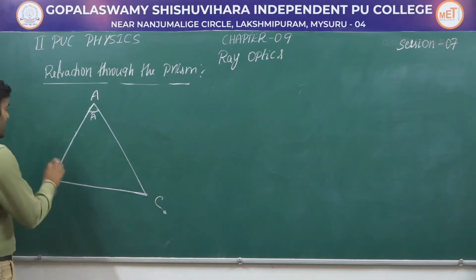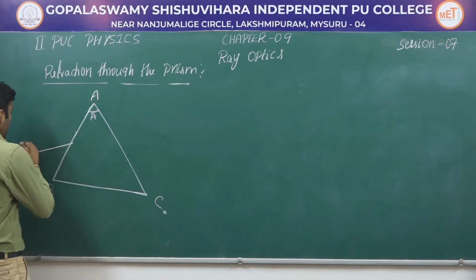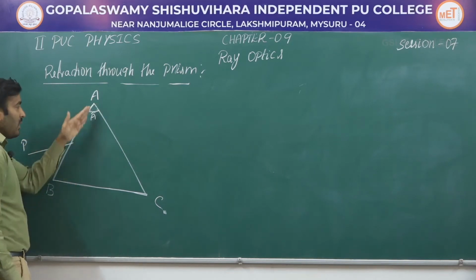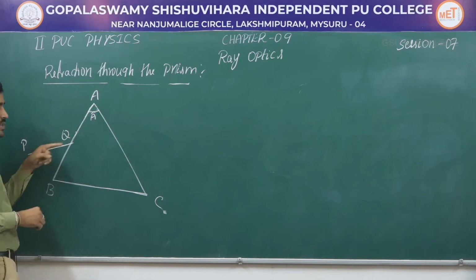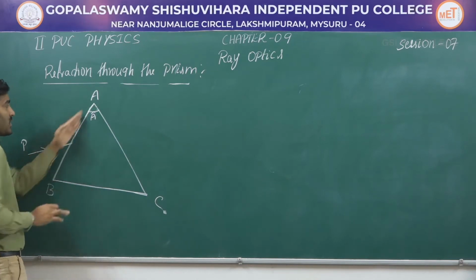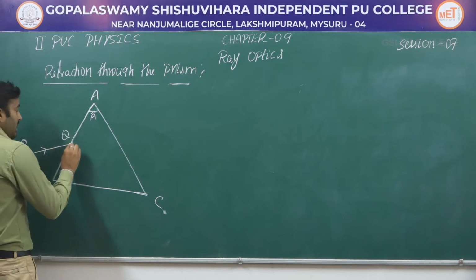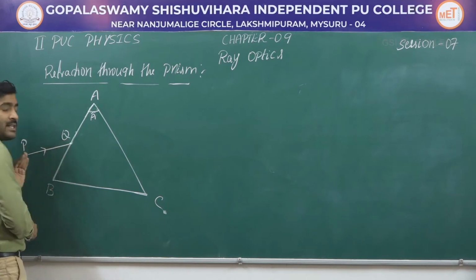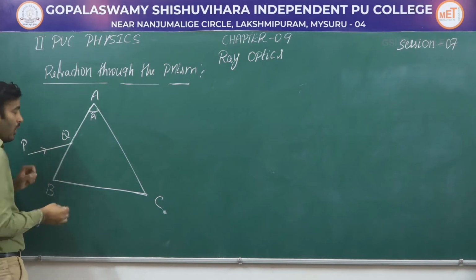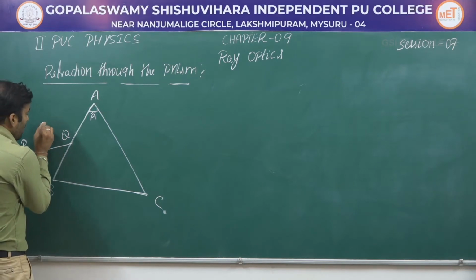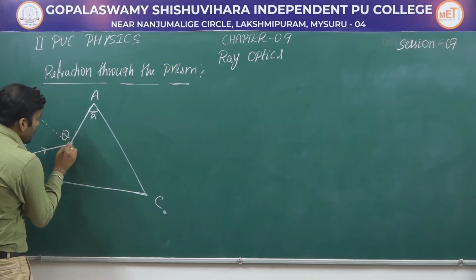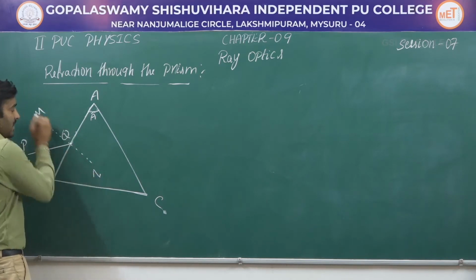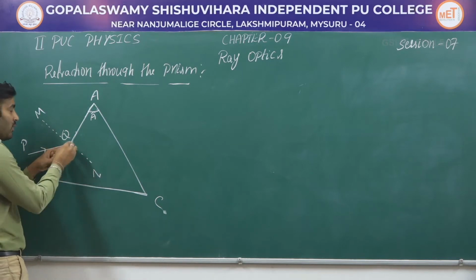And then consider a ray of light PQ incident at the surface AB. This is an incident light, PQ, which is incident at the surface AB. At the point of incidence, first we need to draw the normal. A normal looks like this. Say this is M and N. MN is a normal drawn at the point of incidence.